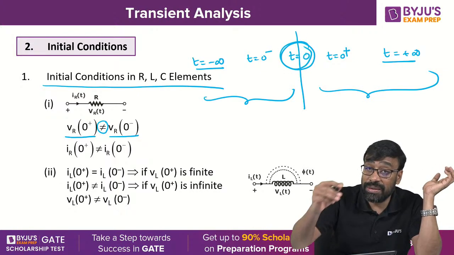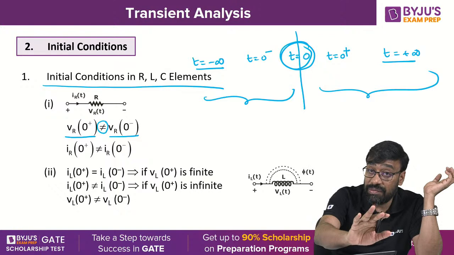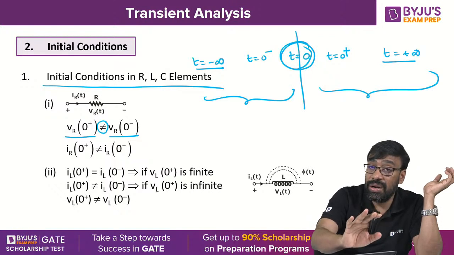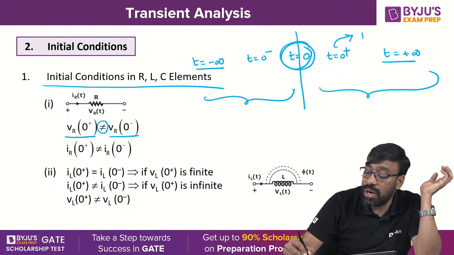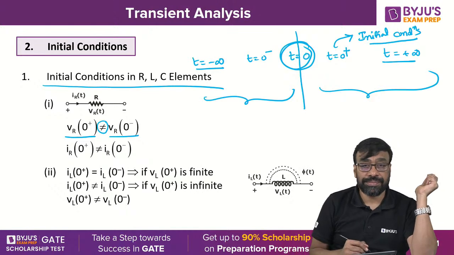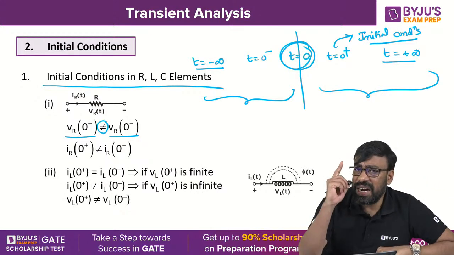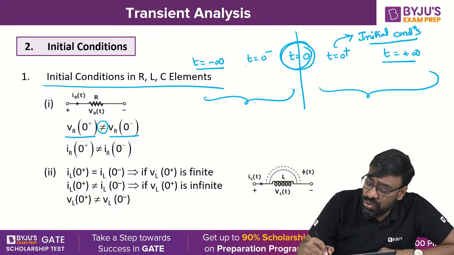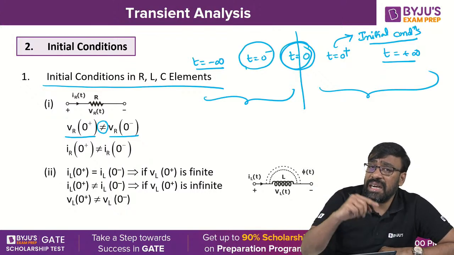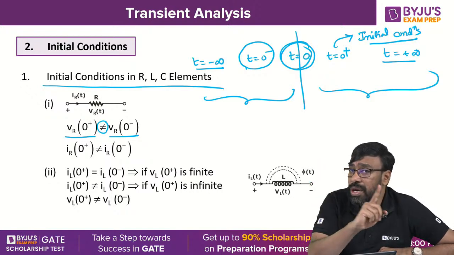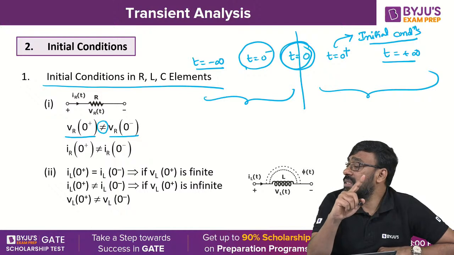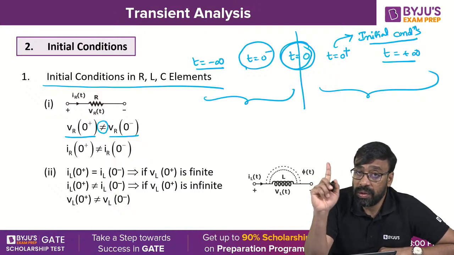At t equal to 0, the disturbance is taking place. You understand, all of you? These t equal to 0 plus conditions are called initial conditions. If you want to find initial conditions, you must know the t equal to 0 minus conditions in the inductor and capacitor, particularly current through the inductor and voltage across the capacitor, because current through the inductor may not change instantaneously, and voltage across the capacitor may not change instantaneously. You got the point, all of you?